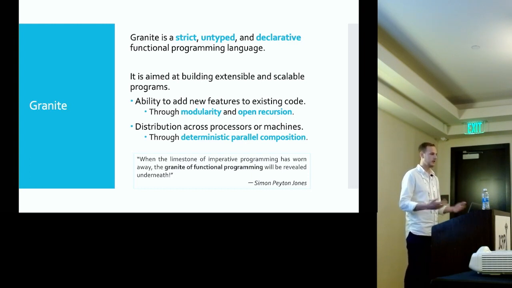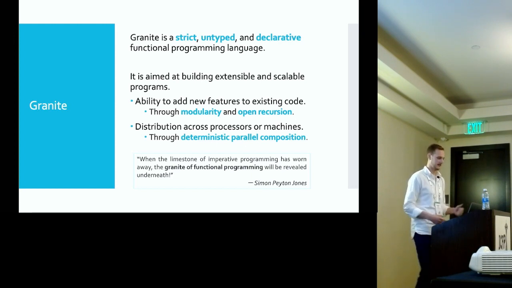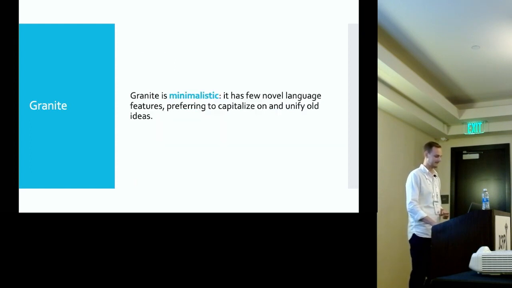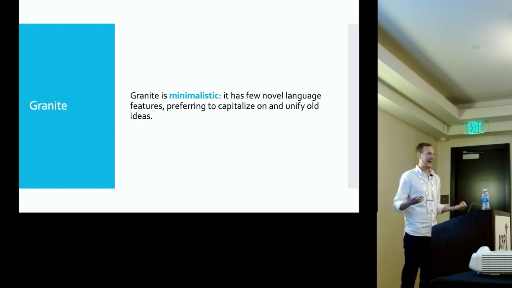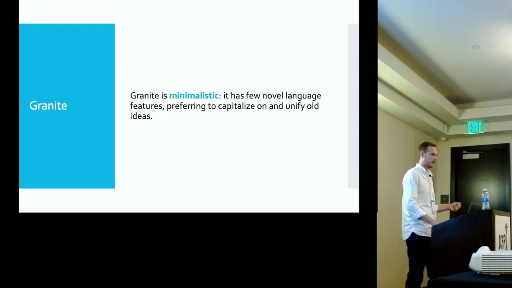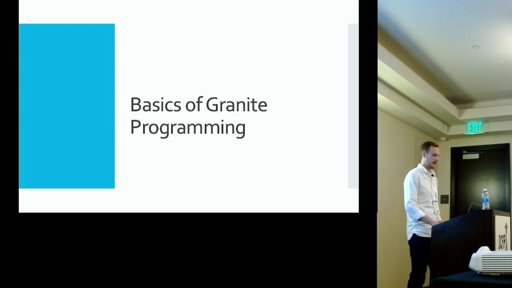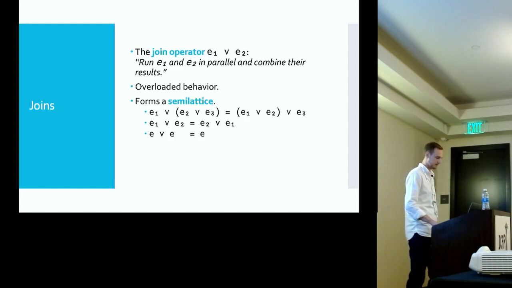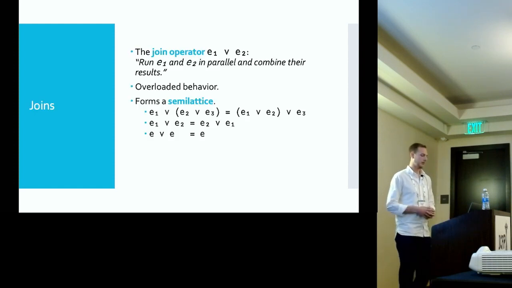So Granite is functional, it's declarative, and it's aimed at doing these things very well. It's really committed to the core tenets of purely functional programming, which is where the name comes from, with reference to this Simon Peyton-Jones quote. Another thing about Granite is it's pretty minimal. So it really only adds one new language construct that programmers have to learn. And we'll dive right in and take a look at what that is and what that means for programmers right now. So that one new operation we call join.